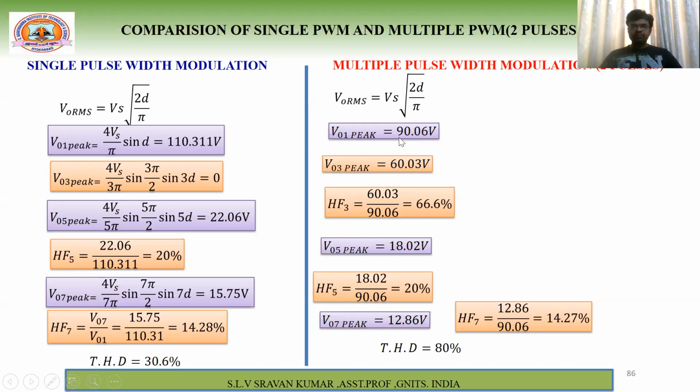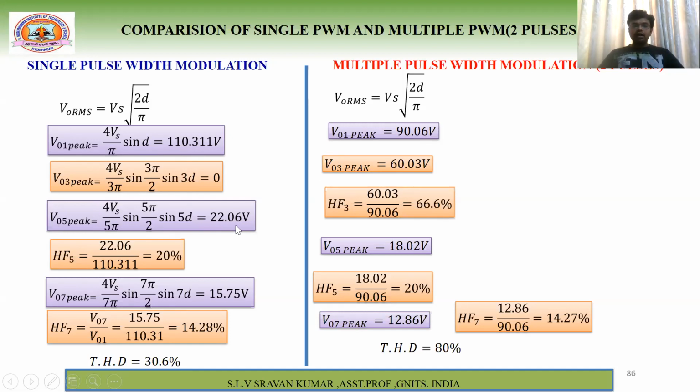That is a disadvantage. In single pulse width modulation, we have completed one problem, that is, for D equal to 60 degrees, the third harmonic is 0. But here the third harmonic is present. Right, what is that percentage? 66.6%. Next, if you take the fifth harmonic, this is the fifth harmonic, I mean V05B. What is the value?